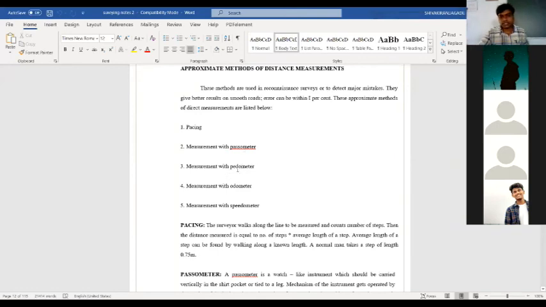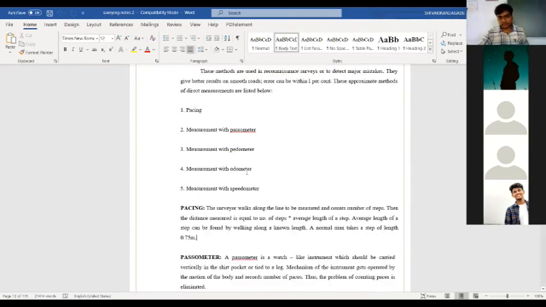And the third case is the pedometer. The pedometer is the same as the passometer, but it gives the number of steps as well as the distance you have covered. So you can see the smartwatch I am wearing. This is also a kind of pedometer. It gives the number of steps as well as the distance I have covered. So that is the pedometer.